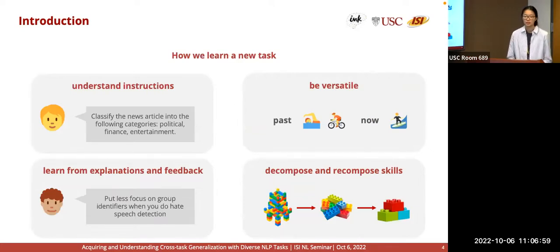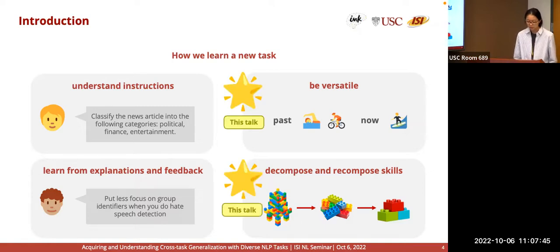But as humans, we gather supervision from different sources in different ways. So here I'm trying to recollect how I learned a new skill or a new task when I was a child. We learn from understanding instructions from our teachers or senior people, and we also learn from explanations and feedback we get from others. And also, some people are very versatile. They can do many things. They have many skills and they adapt quickly to a new task. And also some people can decompose and recompose skills from their past learning experience. So these are things that partly inspire some of my work.